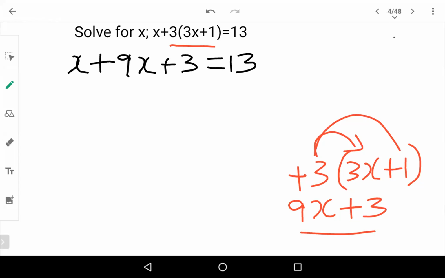Understood step number 2? Everybody understood step number 2?